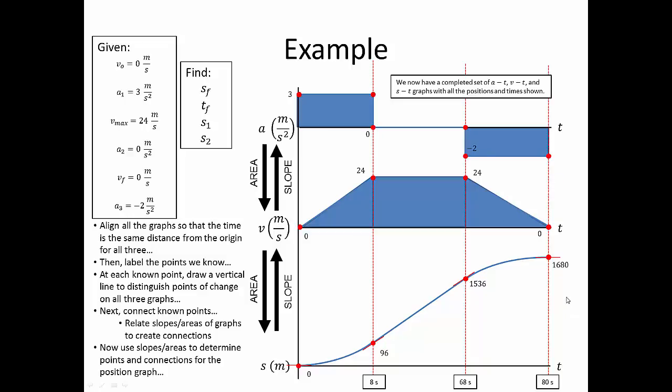We now have a completed set of acceleration time, velocity time, and position time graphs with all the positions and times shown. We were looking for a final position. We have a final position of 1,680 meters. We have a final time of 80 seconds. We have our position 1, which is 96 meters, and our position 2, which is 1,536 meters.